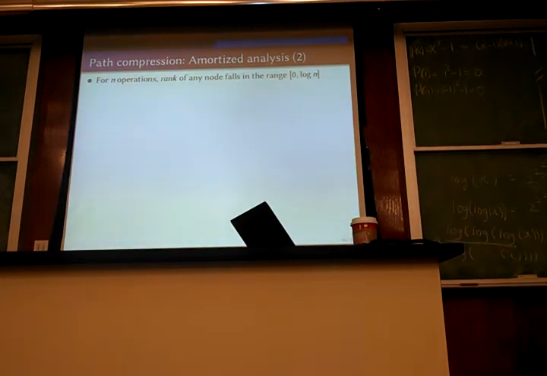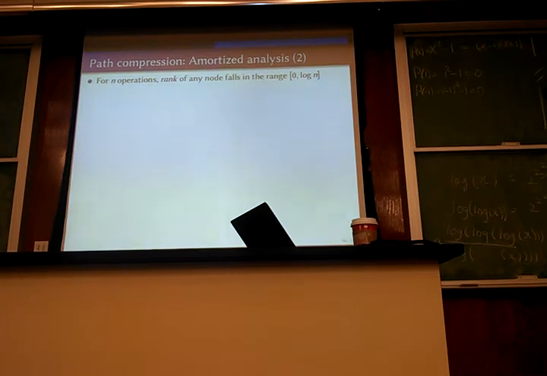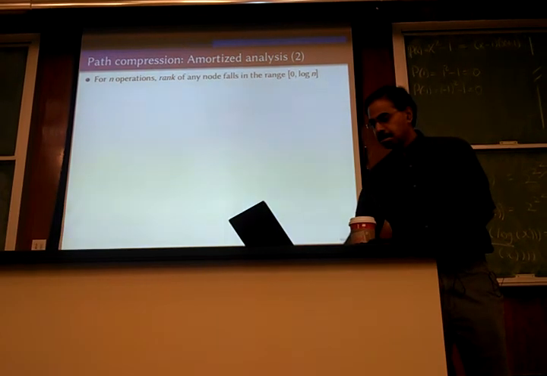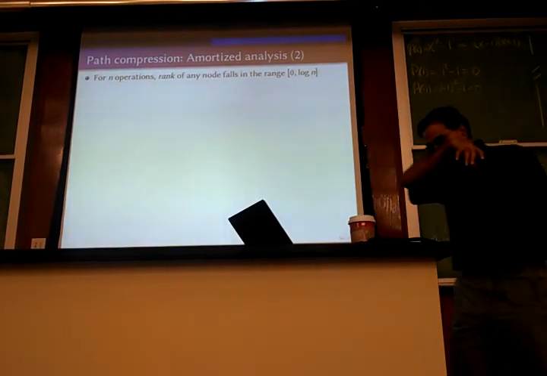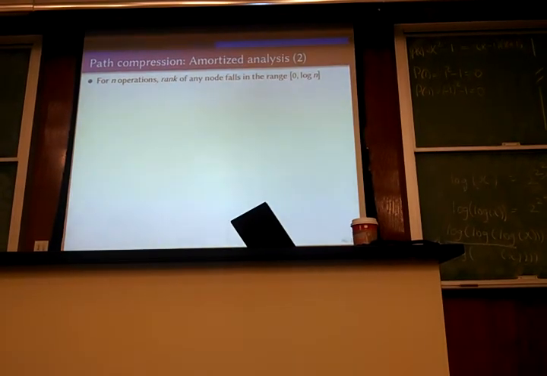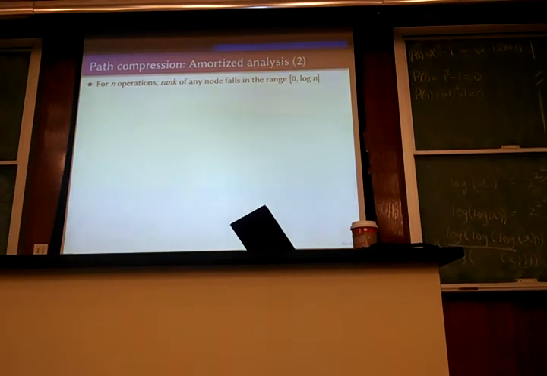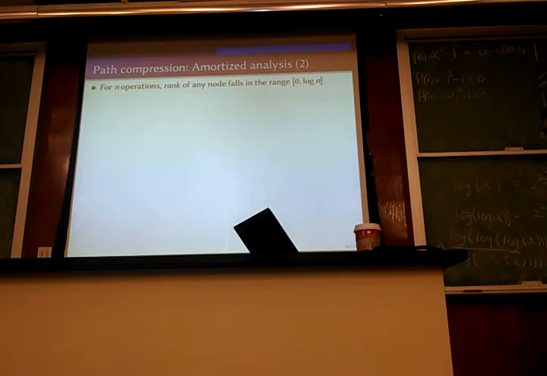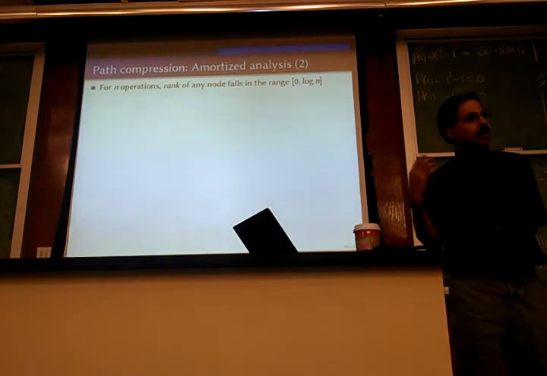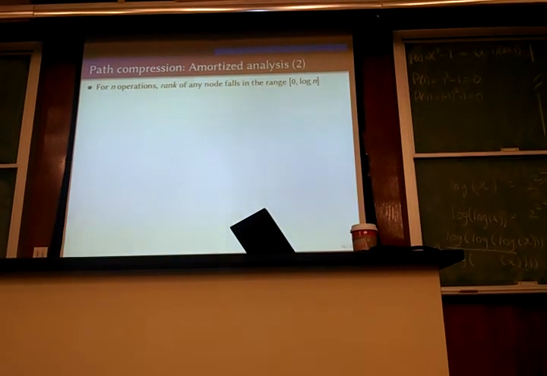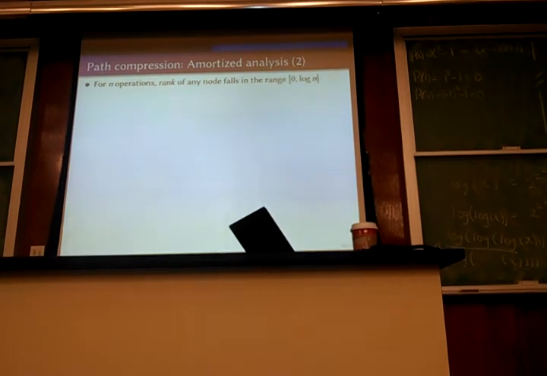So now we are ready to do the amortized analysis of path compression. As we said before, this is nothing new. If you do n operations, the rank will never go beyond log n, because of the same argument we made before: every time you increment the rank, we at least double the number of elements.